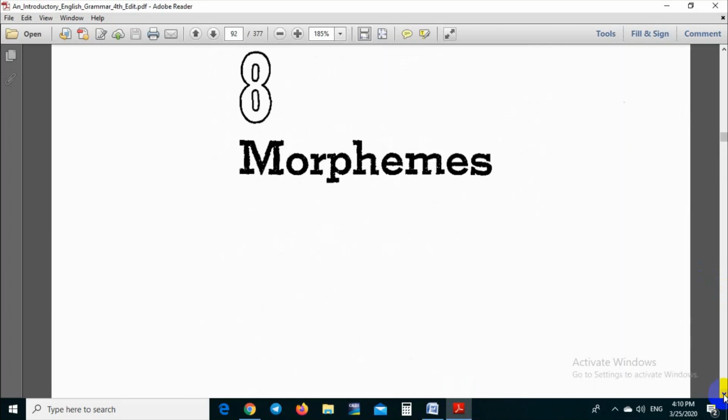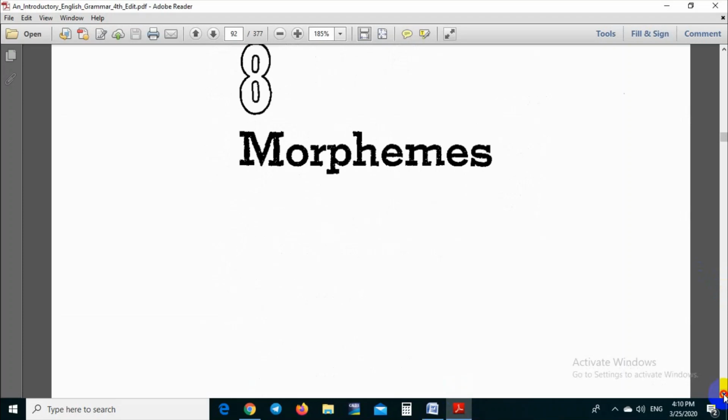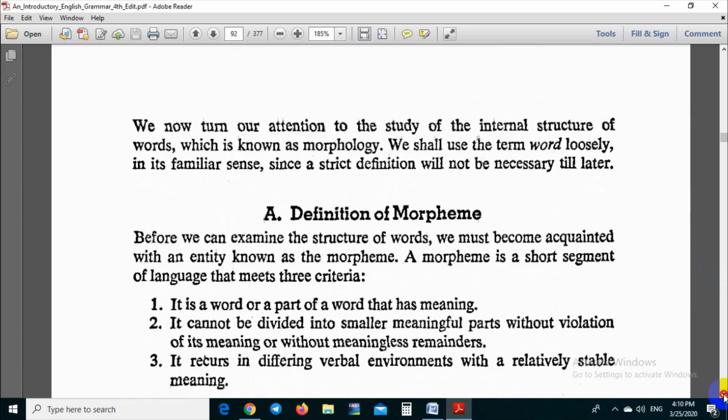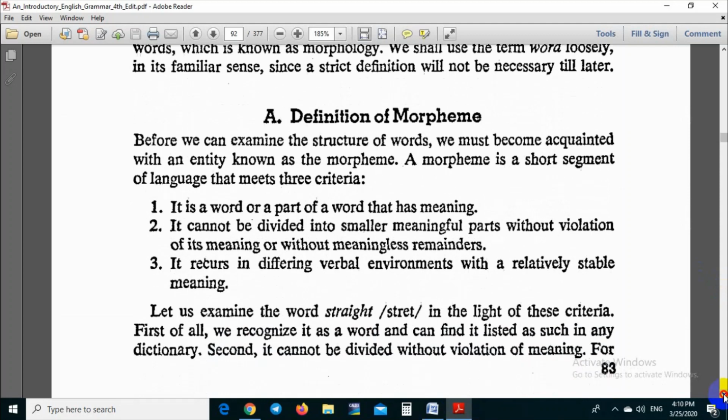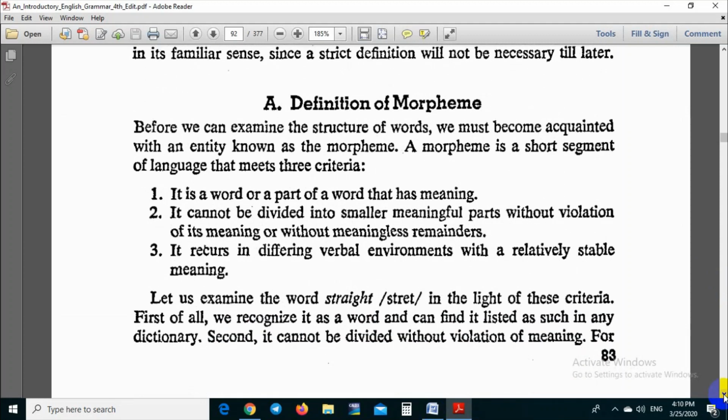In this sense, we are going to start, of course, with the morphemes. So here you have chapter 8 in your textbook, morphemes. A definition of morpheme: before we can examine the structure of words, we must become acquainted with the entity known as the morpheme. A morpheme is a short segment of language that meets three criteria. So before we start studying words in general, we need to know what is meant by morpheme and how we can decide if this segment of language is a morpheme or not.